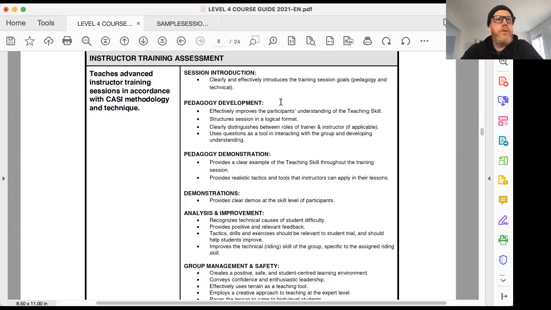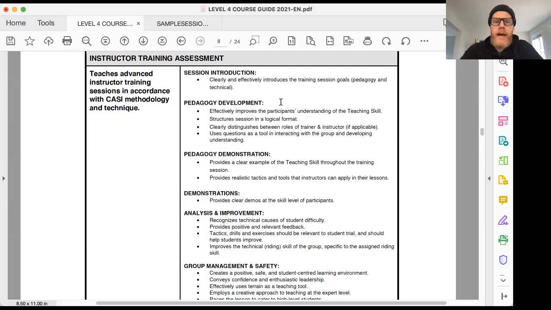The second part deals with the pedagogy development. This is the actual teaching, development, mileage, and training that you add to the session to really help your students become better at whatever the teaching skill is that you're trying to work on. So it effectively improves the participants' understanding of the teaching skill.